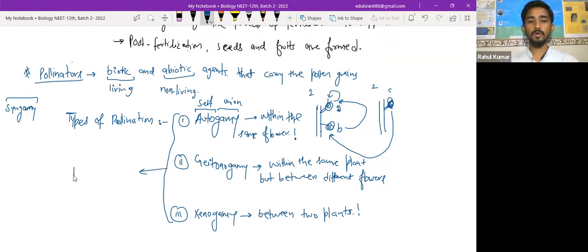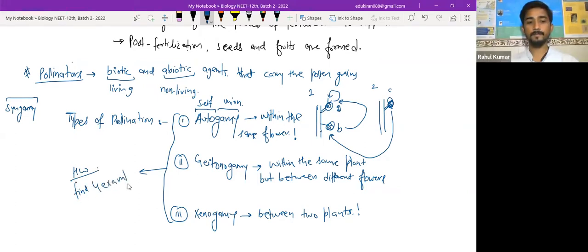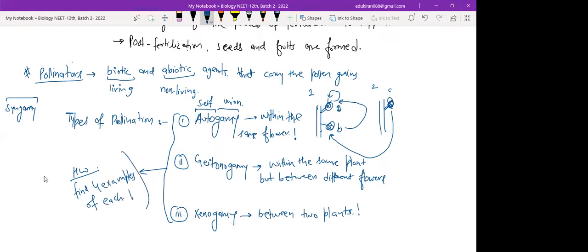Now your homework is to find 4 examples of each. Okay? Write it down.